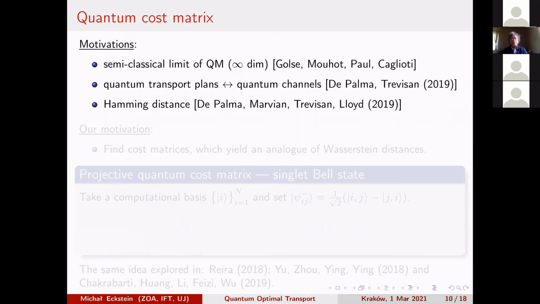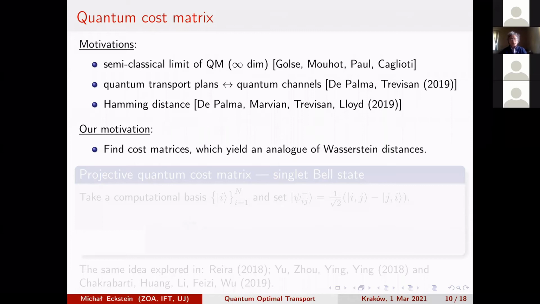Well, there's yet another approach developed by De Palma, Marvian, Trevisan, and Lloyd. They were concerned with generalizing the Hamming distance. The Hamming distance is a distance to compare strings. They wanted to generalize it to the quantum setting, and they did it quite successfully. Our motivation was to generally find cost matrices which would yield some analog of the Wasserstein distances. And this aim was not achieved previously.